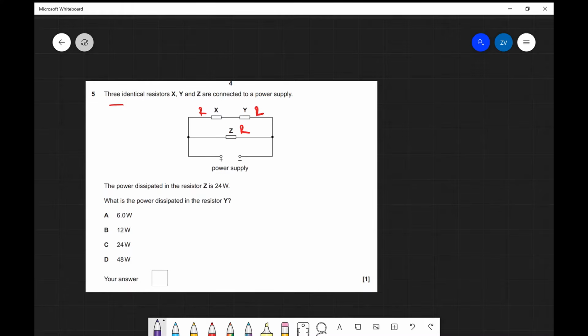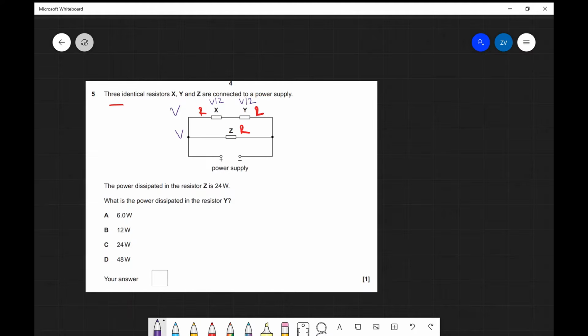Okay, well, if you remember, because this is a parallel circuit, the potential difference will remain constant across each branch of the parallel circuit. So for example, let's say that the potential difference across Z is V, then the potential difference across X plus Y will also be V. However, that means that individually these are going to have half of that. So across X the voltage will be V over 2, and across Y the voltage will be V over 2 as well.